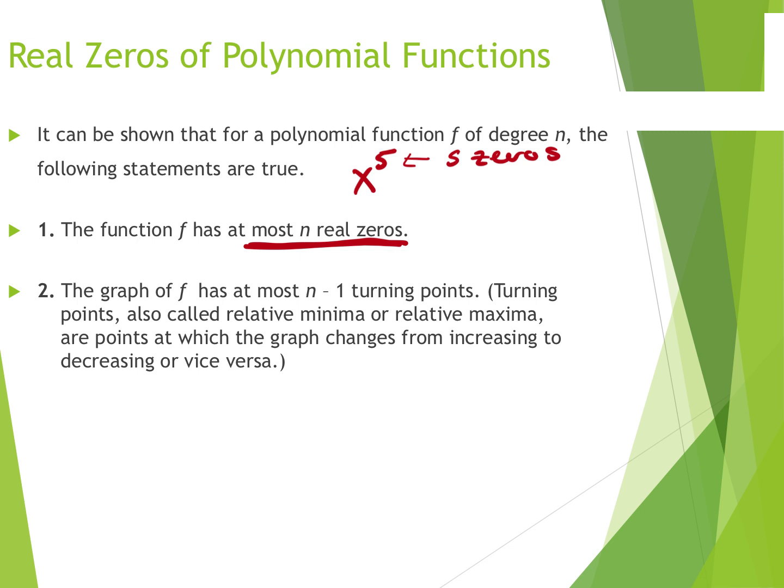And then also, our graph is going to have at most n minus 1 turning points. So here we'd have at most 4 turning points, which are the relative max or min. It's where your graph changes from increasing to decreasing. So you're not always going to have 5 real zeros and 4 turning points, but this is the maximum amount of zeros and turning points that we will have.